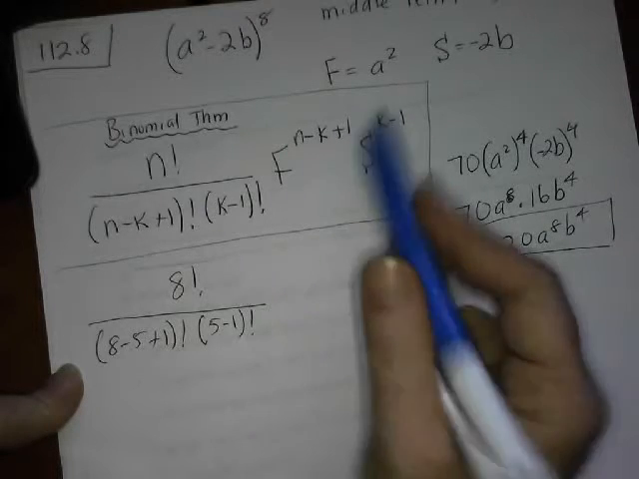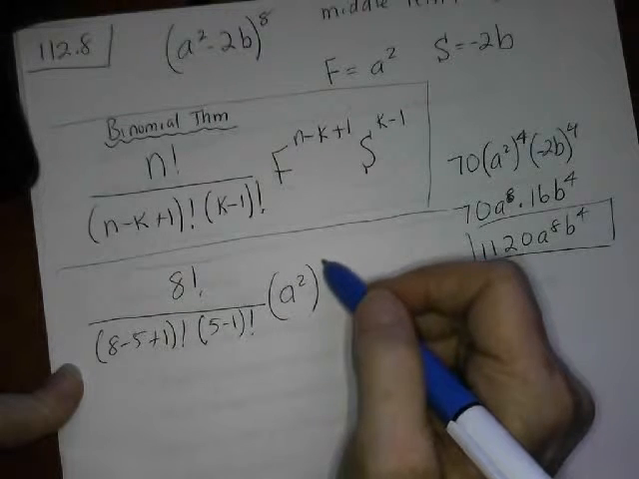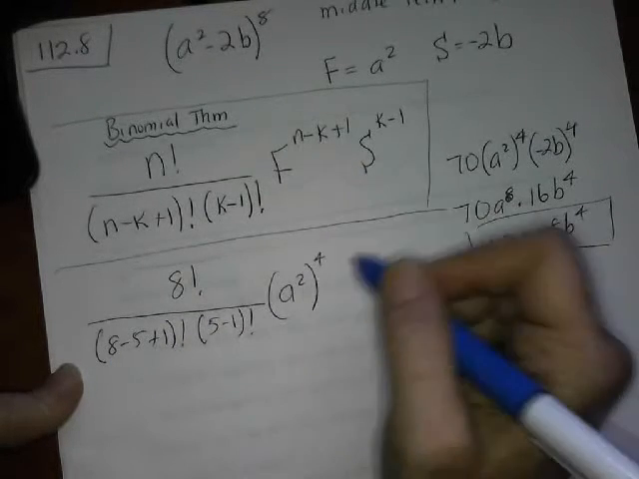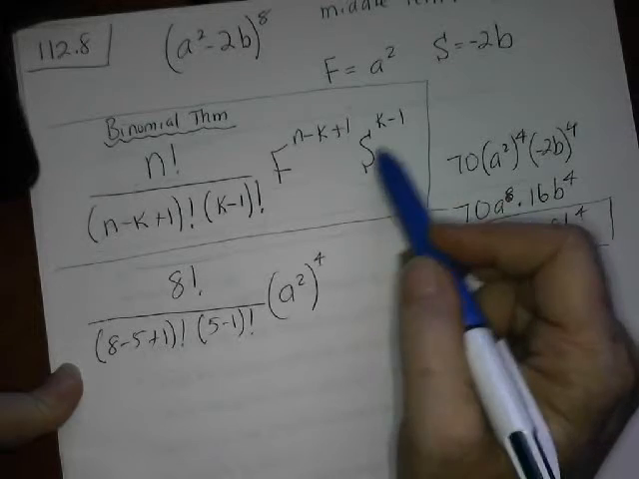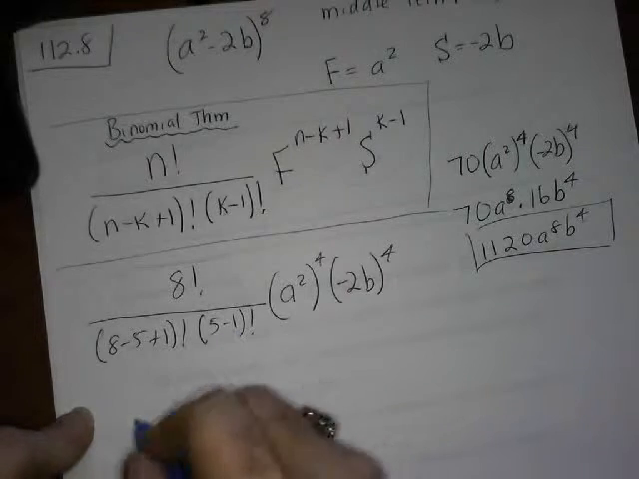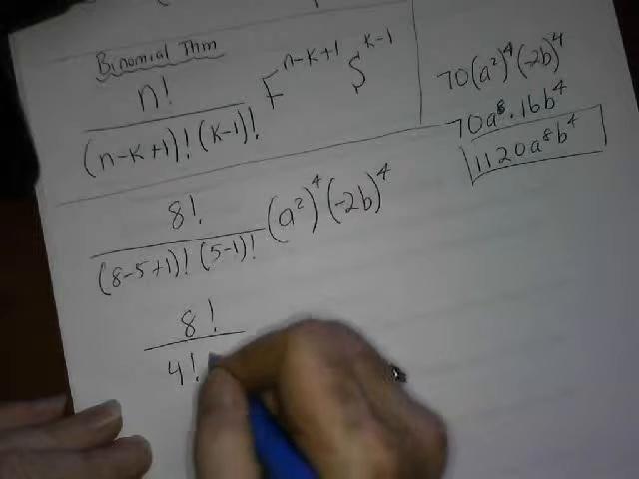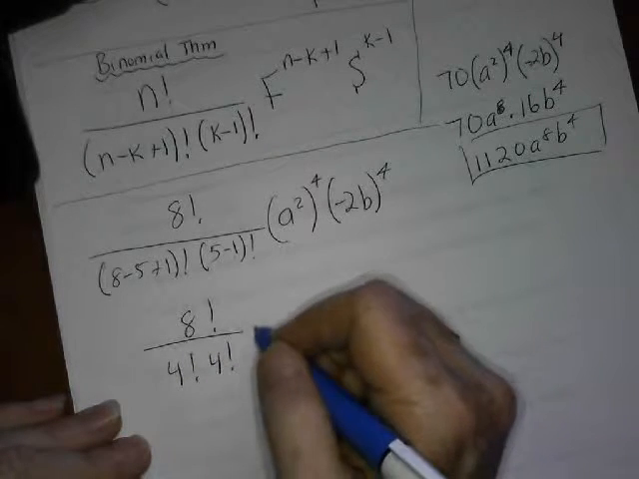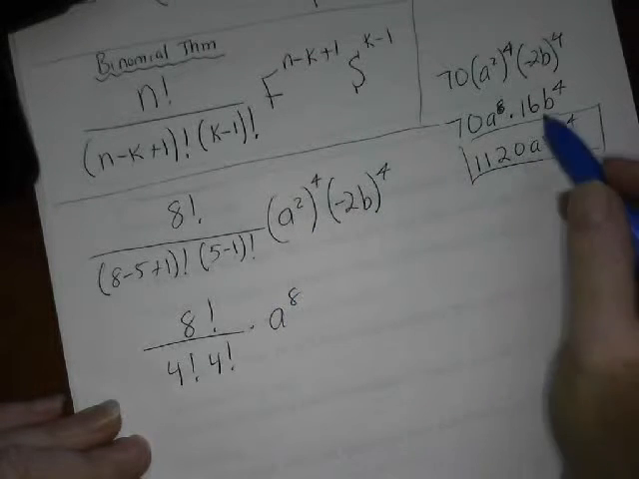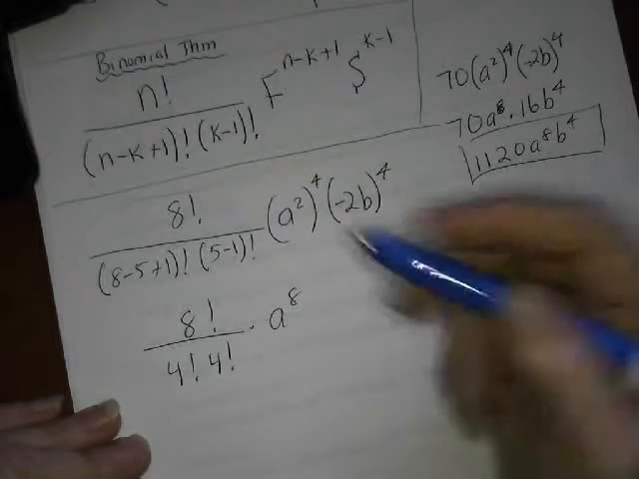Okay? F we said was a squared. And this is going to be, can I just write a 4? Because 8 minus 5 plus 1 is 4. And then S is negative 2b. That's also the 4. We know those are 4s, right? Because we did our arithmetic. So, a to the 8th. Now this is that same thing that we just did over here. We had to take negative 2, I think it was 16b to the 4th.